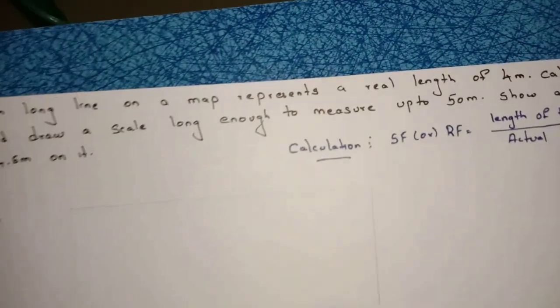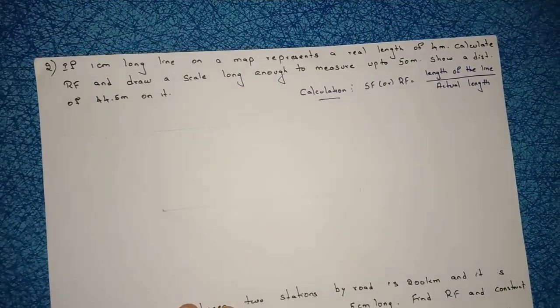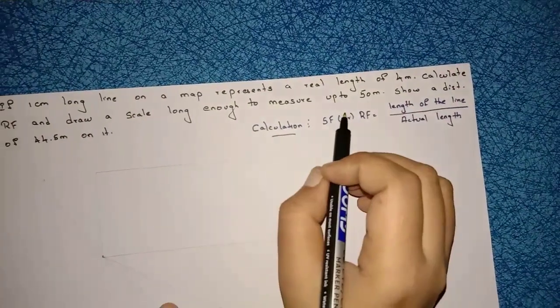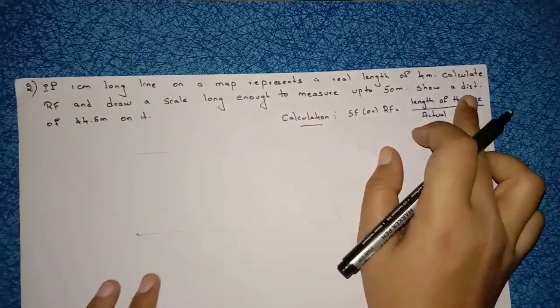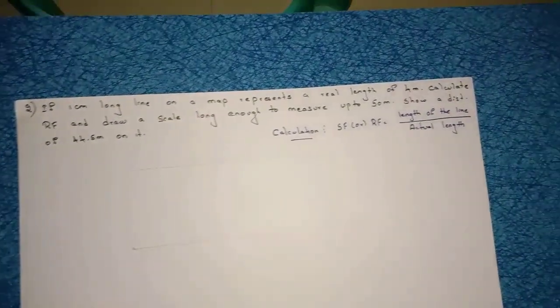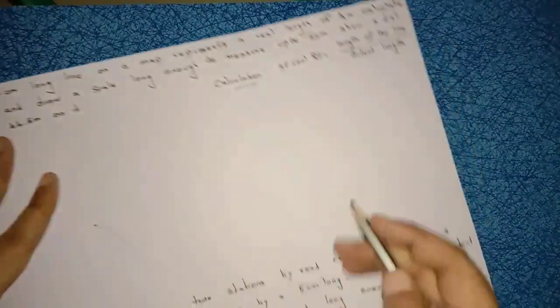So here also I didn't mention to construct the diagonal scale. Based on the question you have to identify. So here also they didn't mention any units. By seeing the output, what is the output? Show a distance of 44.5 meters. Right? So how will you split that 44.5?